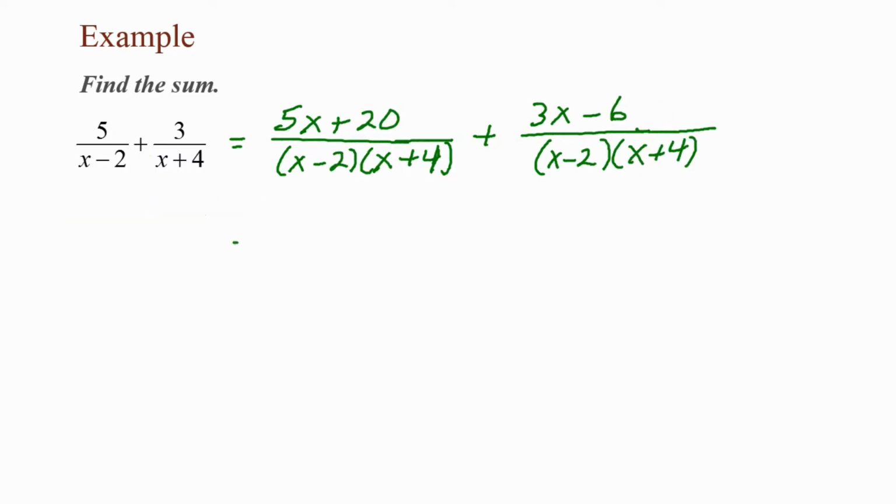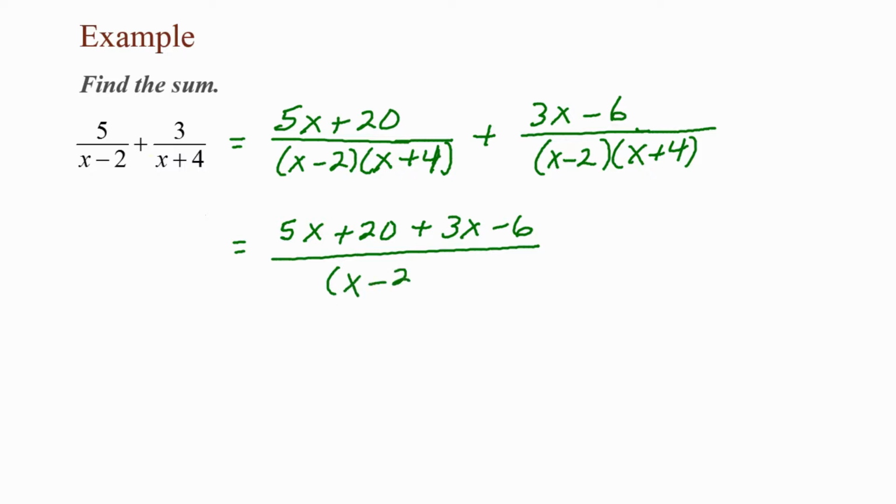Now I can write it over one denominator, so I have 5x plus 20 plus 3x minus 6 divided by x minus 2 times x plus 4. 5x plus 3x is 8x, and 20 minus 6 is 14. And that's divided by x minus 2, x plus 4.